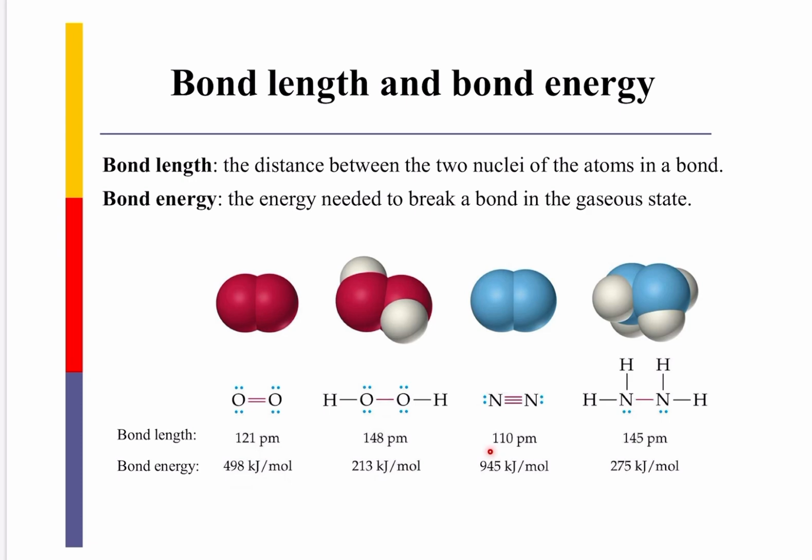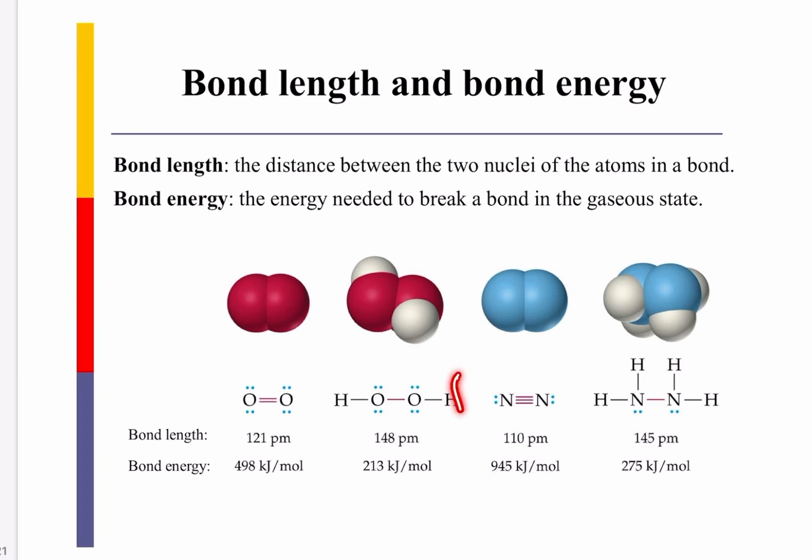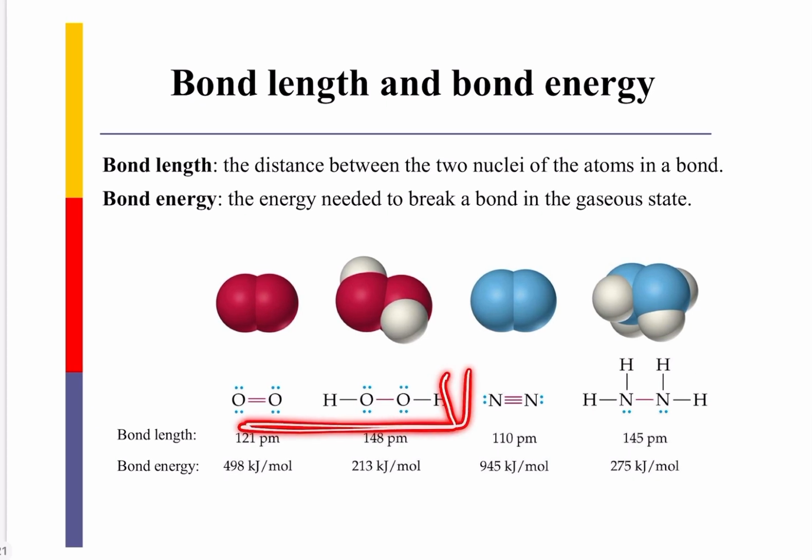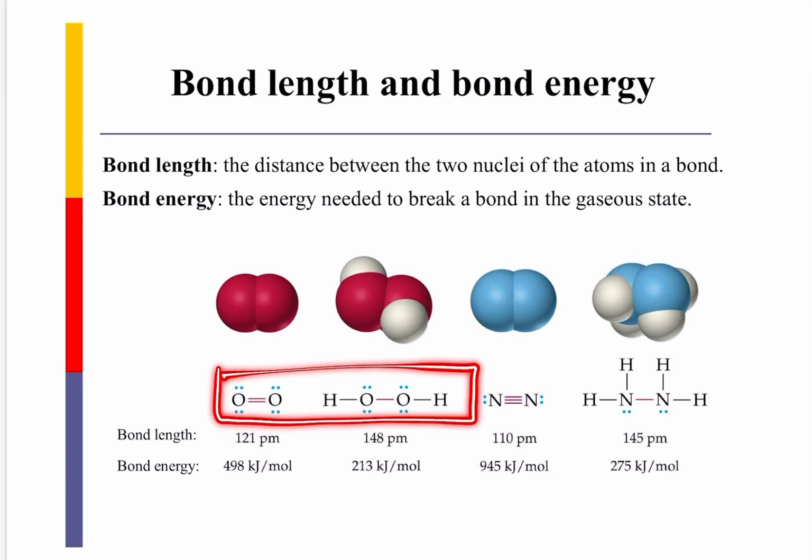In the triple bond, we have the lowest bond length and the highest bond energy. Bond length is the distance between two nuclei, and bond energy is the energy needed to break the bond. It is the bond energy in the gas state. As you see here, between the double and single bond in oxygen, the bond length in the double bond is lower, and the energy in the double bond is higher.